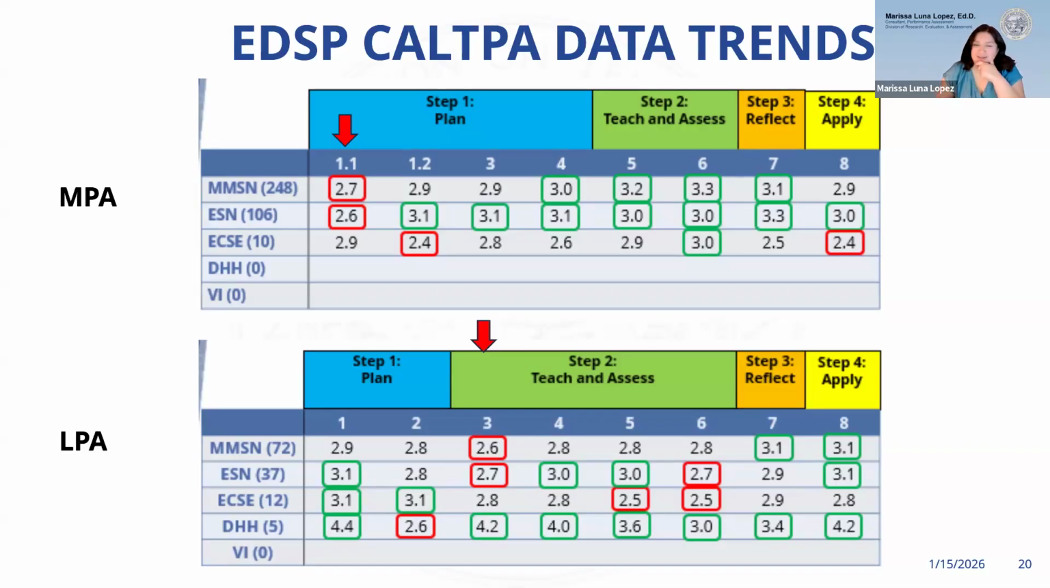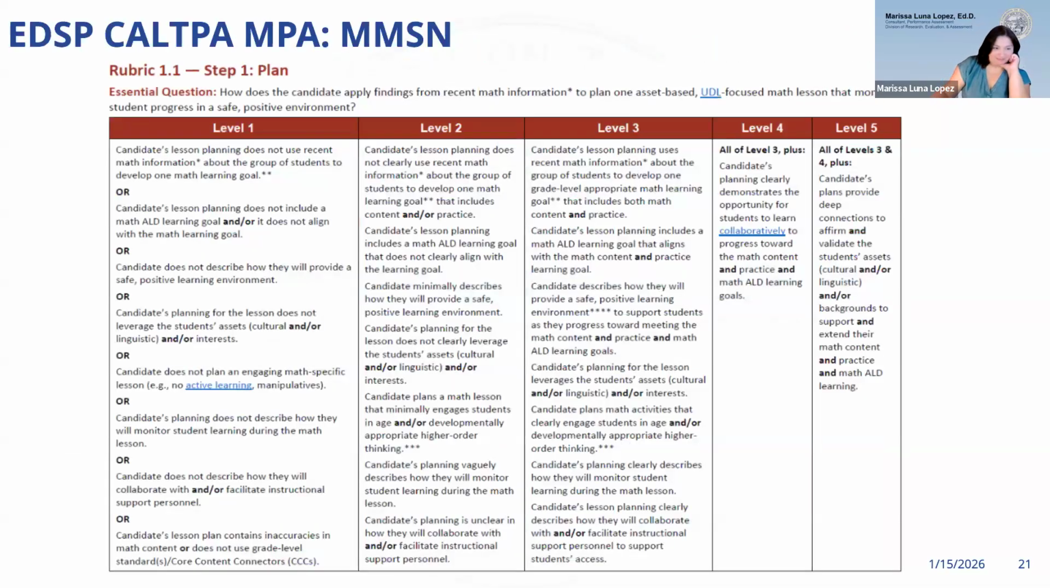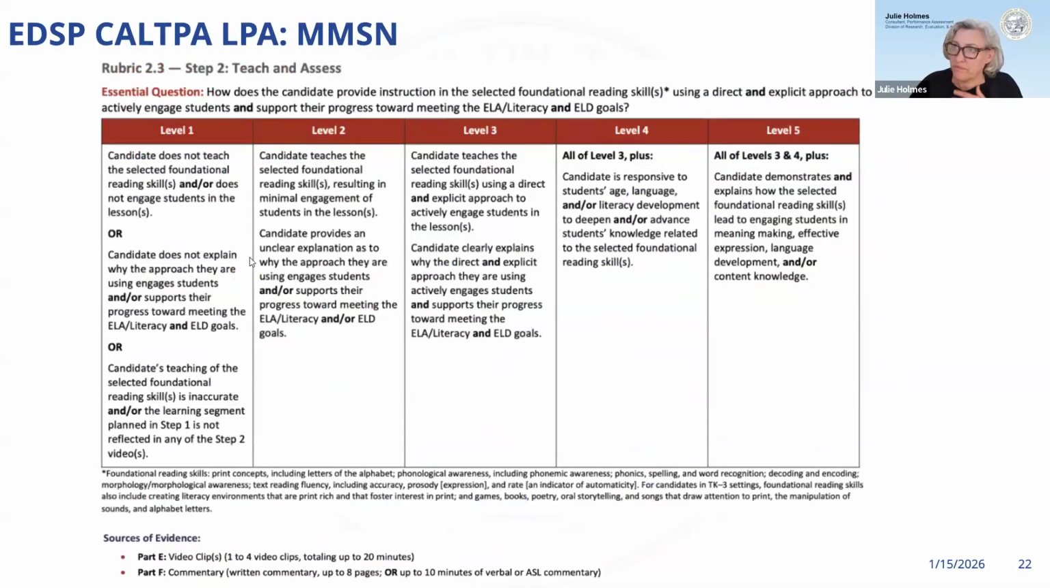So let's go ahead and take a look at the MPA. All right, so looking at the Ed Specialist CalTPA MPA, this is the mild moderate. This was the rubric area that they were scoring lower on, I think in the 2.7, 2.6 range. I think I skipped ahead.